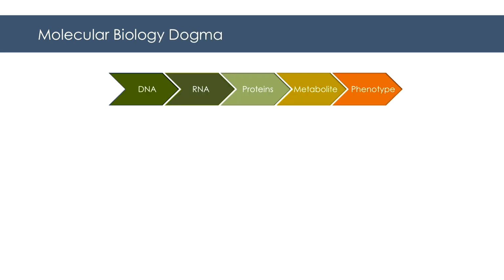Now, in the whole dogma of information flow in molecular biology that goes from DNA to RNA to proteins, metabolites are the most downstream level. And because of this, they're seen as a representation of phenotype. And it's no wonder that metabolites have been used as biomarkers of cancer and other types of diseases.